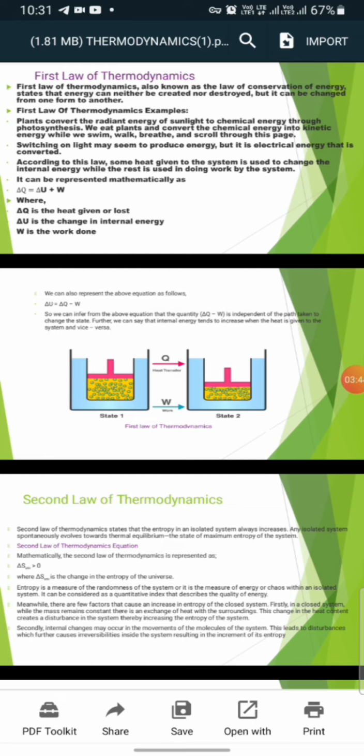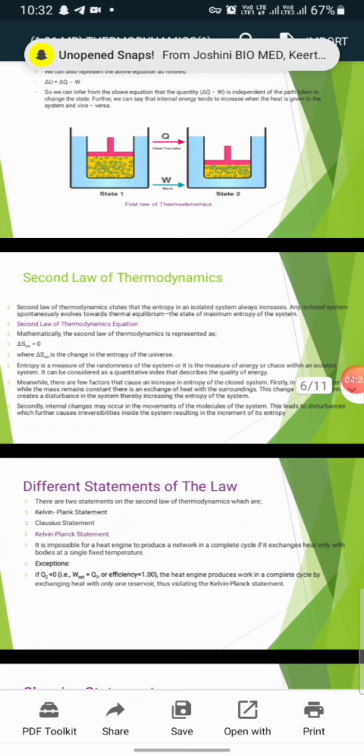Meanwhile, there are a few factors that cause an increase in entropy of the closed system. Firstly, in an isolated closed system, while the mass remains constant, there is an exchange of heat with the surroundings. This change in the heat content creates a disturbance in the system, thereby increasing the entropy of the system. Secondly, internal changes may occur in the movement of the molecules of the system. This leads to disturbances which further cause irreversibilities inside the system, resulting in the increment of its entropy.